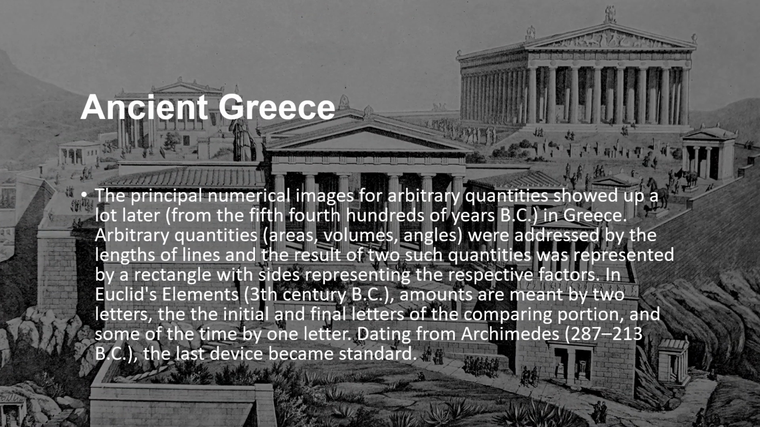Ancient Greece had a huge role in the numerical images. The arbitrary quantities showed up a lot later in Greece. Arbitrary quantities were addressed by the lengths of lines, and two quantities were represented by rectangles, so they had two perspectives or two sides of the rectangle. In Euclid's Elements, amounts were meant by two letters, the initial and the final letters, comparing the portion, and sometimes by one letter, dating from Archimedes, which they later devised and became the standard.